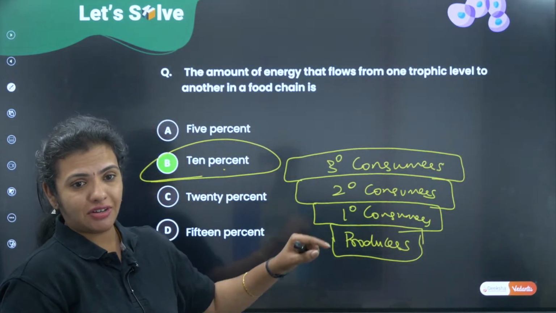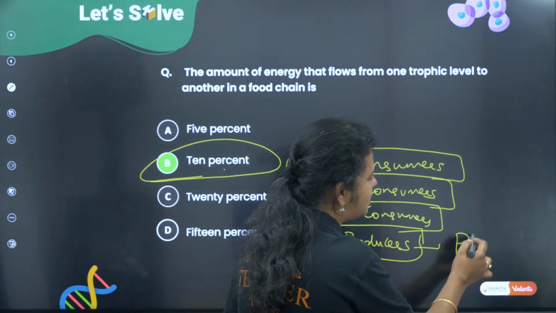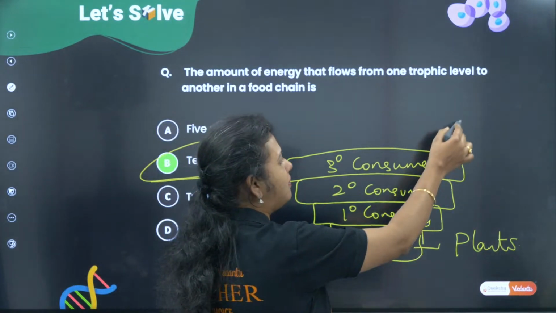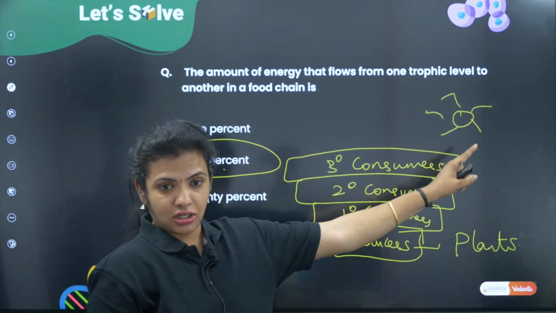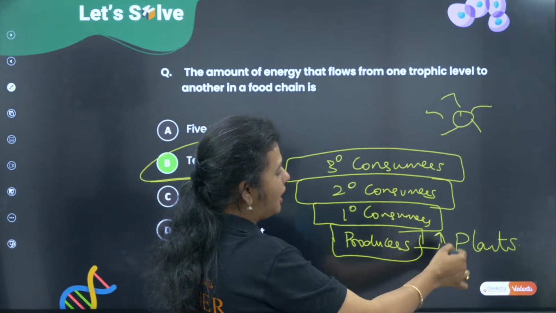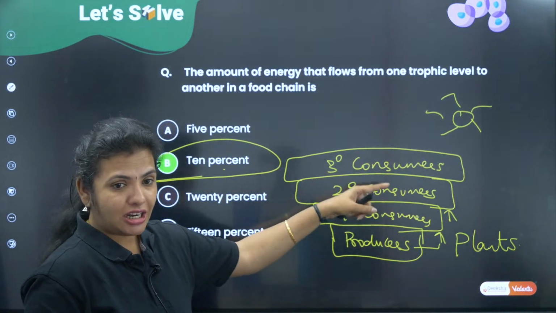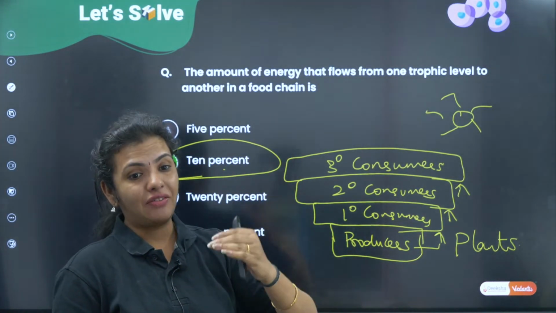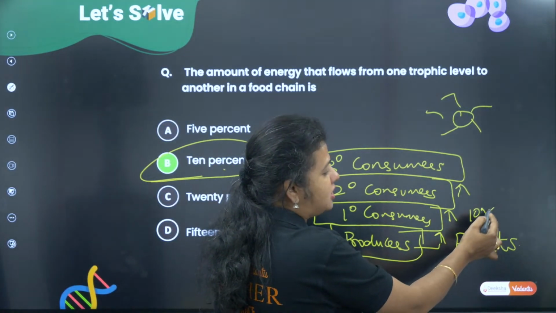These are the different trophic levels T1, T2, T3 and our producers are always the plants, green plants, and these plants are going to get energy from the sun. Okay. So, plants are going to utilize the energy from the sun and they are going to transfer this energy to the primary consumer, the primary consumer transfers this energy to the secondary consumer, secondary will transfer the energy to the tertiary consumer, and every time they are going to transfer the energy, it is going to be only 10%, children.